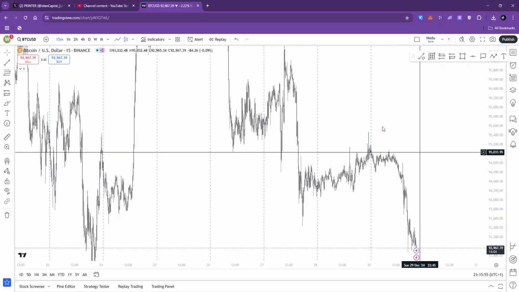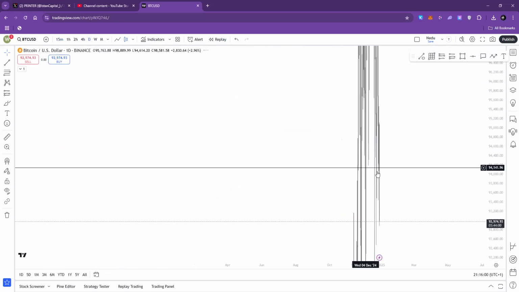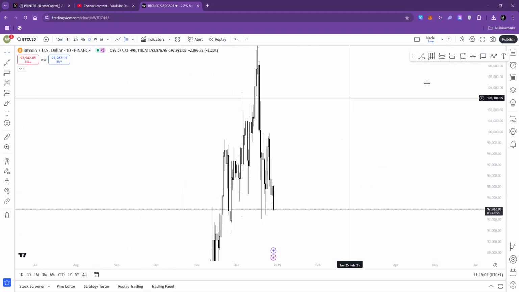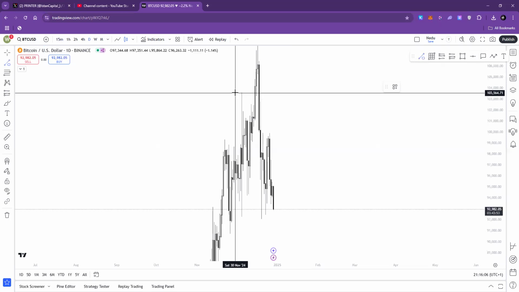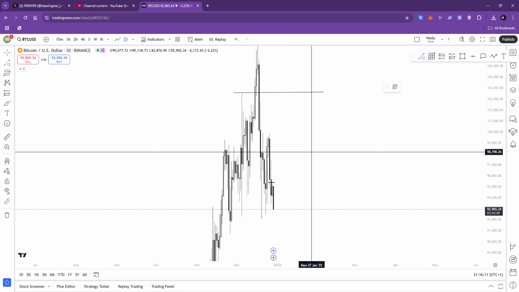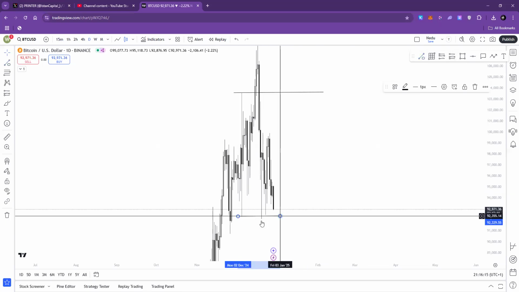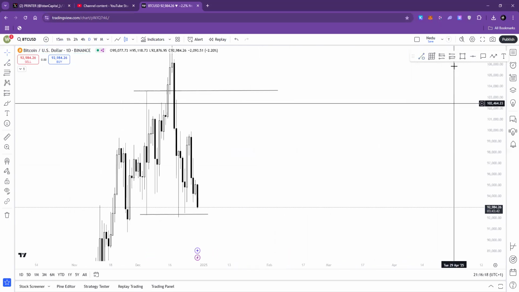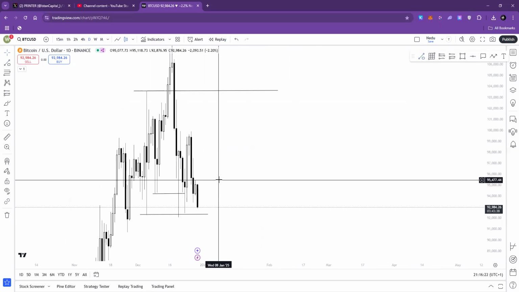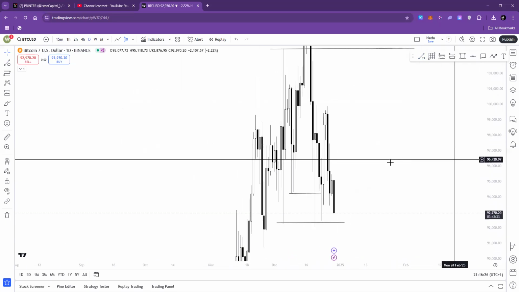Starting from the higher time frame, let's go to the daily time frame first. What can you see on the daily time frame? I can basically see that the market has swept liquidity here and we've broken structure. And we also took out this internal range structure. These are all signs that the market could be bearish.